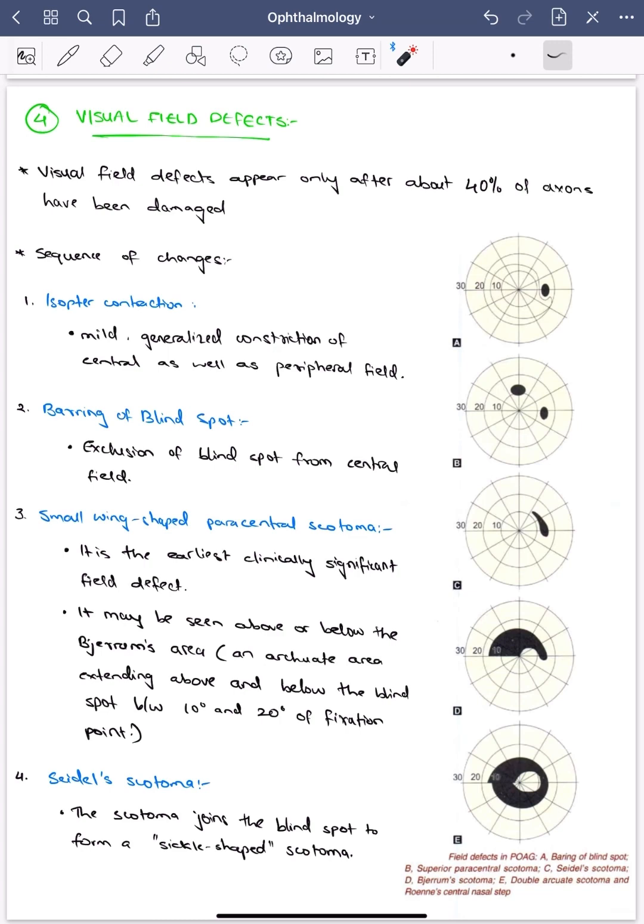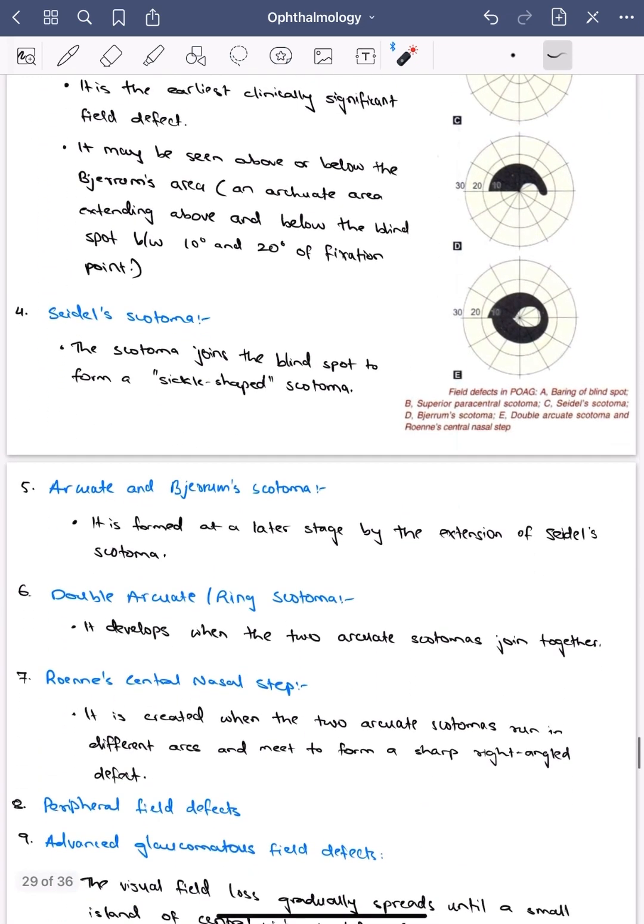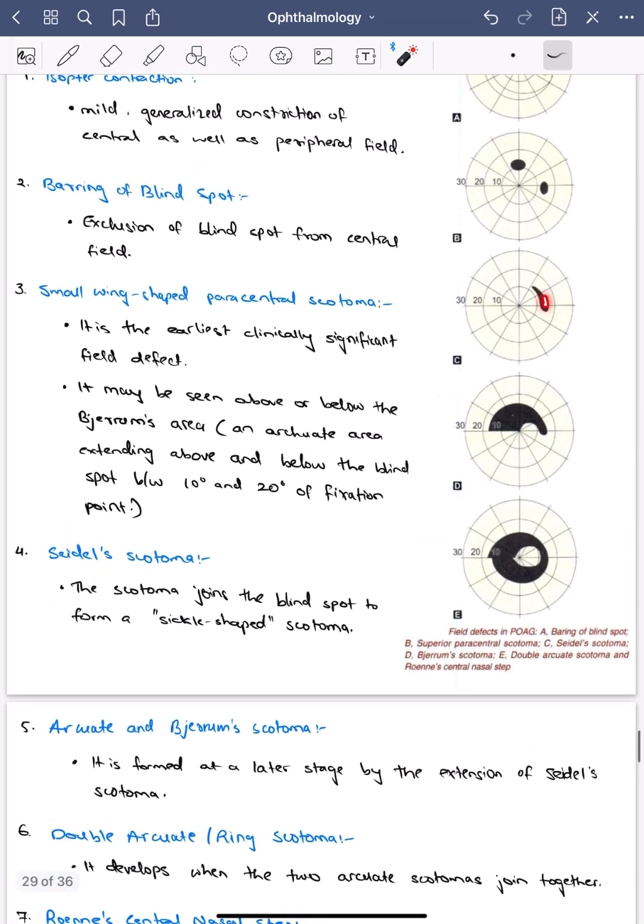The fourth is the Seidel's scotoma. Now what happens is the paracentral scotoma joins the blind spot to form a sickle shaped scotoma, and now this is known as Seidel's scotoma. So again the order: isopter contraction, baring of blind spot, small wing shaped paracentral scotoma, and now Seidel's scotoma. Now the fifth is the arcuate or the Bjerrum's scotoma. Now it is formed at a later stage by the extension of the Seidel's scotoma. So you can see this here is the Seidel's scotoma. Now it extends such that it becomes the arcuate or the Bjerrum's scotoma.